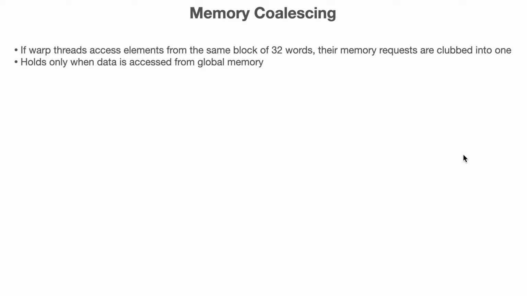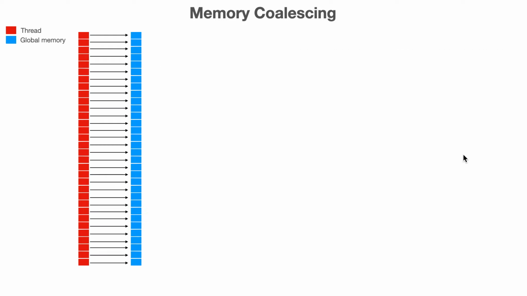Now let's move to memory coalescing, our main topic. If the warp threads access elements from the same block of 32 words, their memory requests are clubbed into one. This holds only when the data is accessed from the global memory.